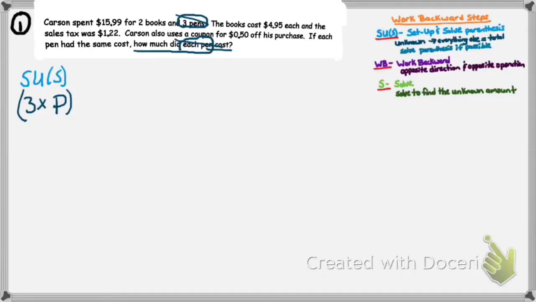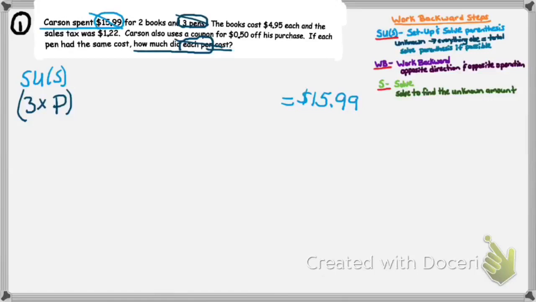The next thing for the SUS step is to find the total. I have to look back at the problem and find the total amount that was spent. And it says Carson spent $15.99 for 2 books and 3 pens. So his total was $15.99. I leave lots of space because I don't know how long the problem will be. I go to the very end and write my total equals $15.99. I wrote the total, so I cross it out.